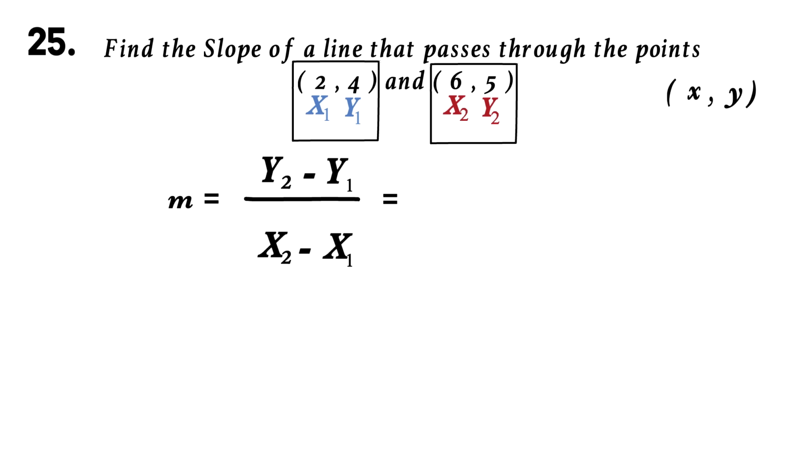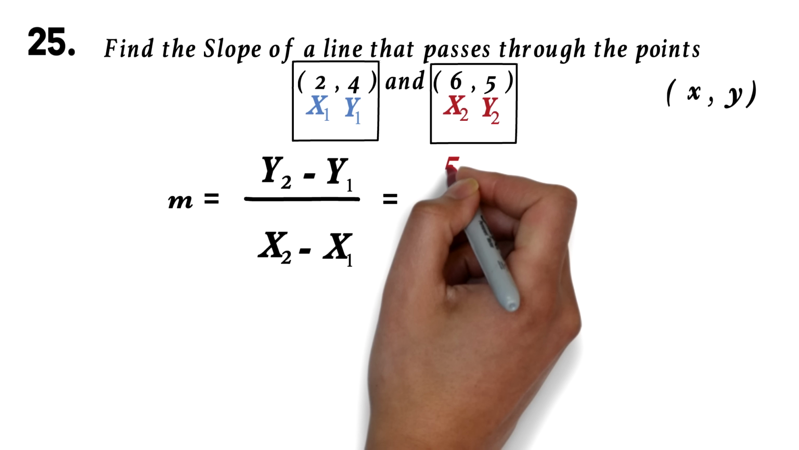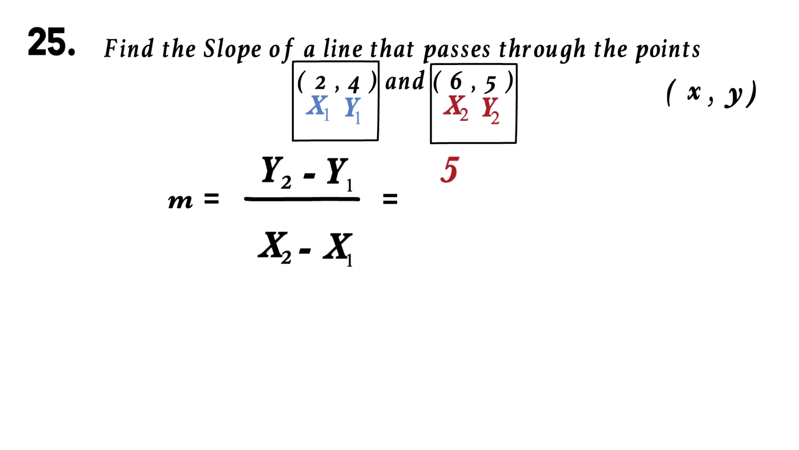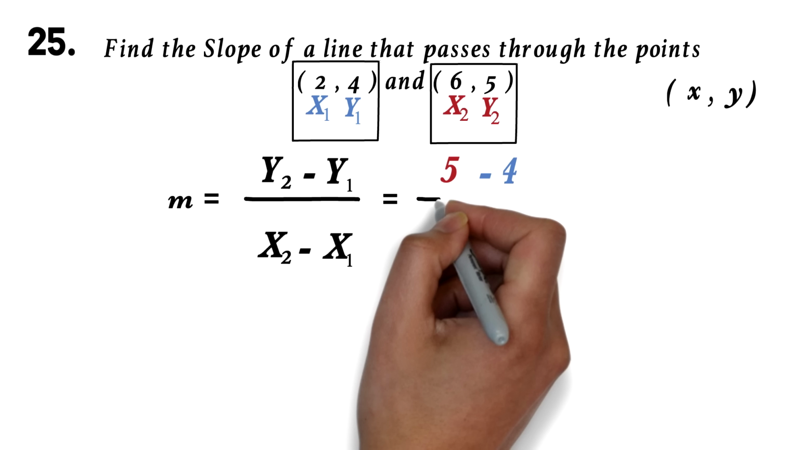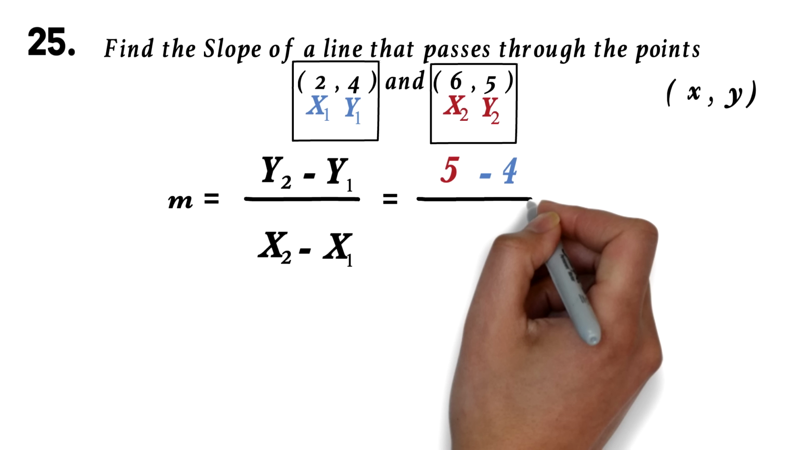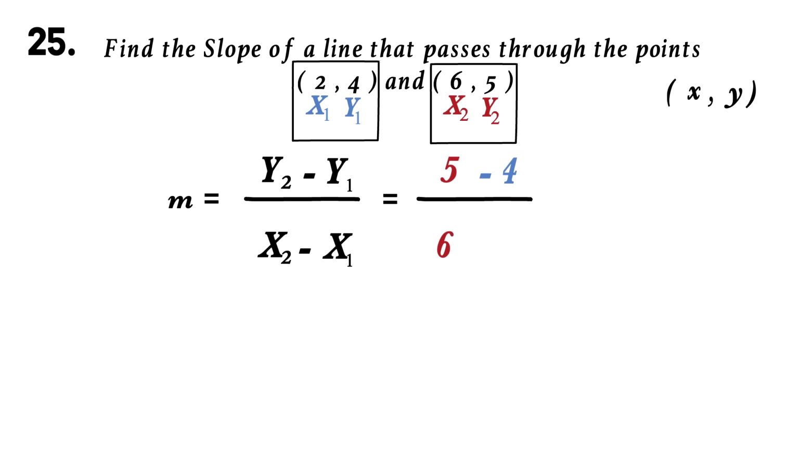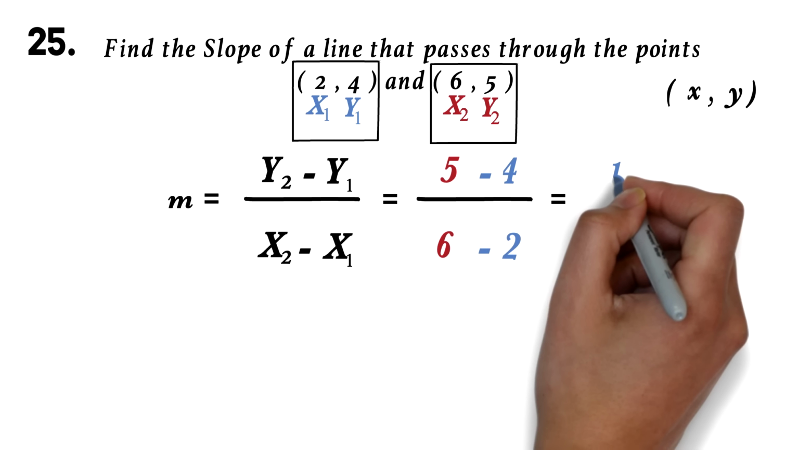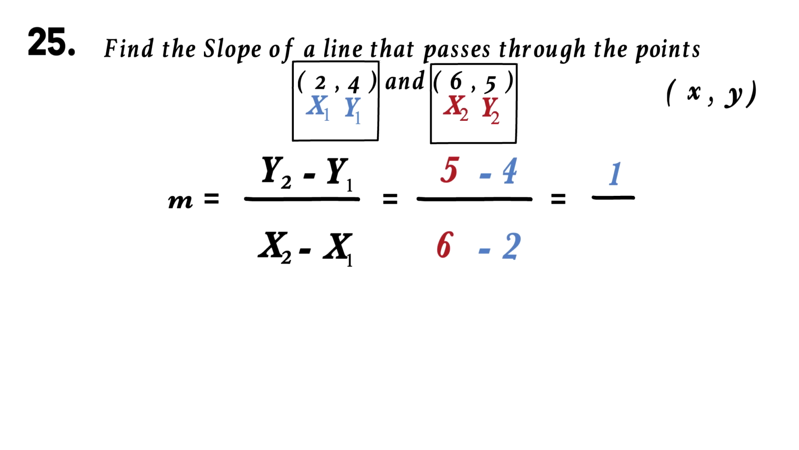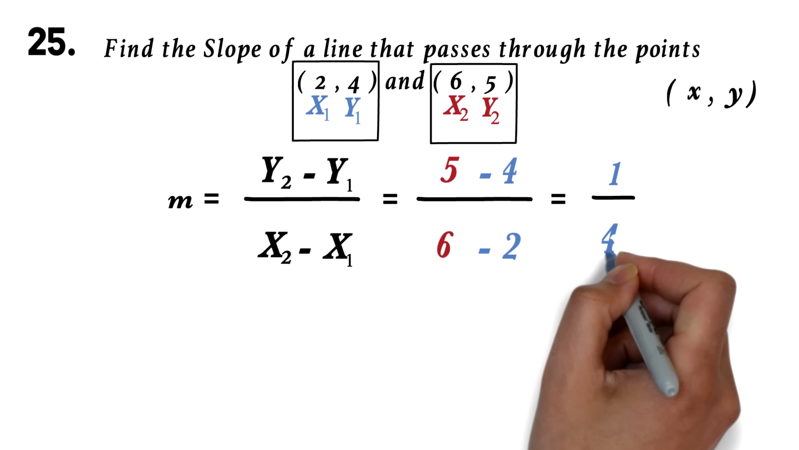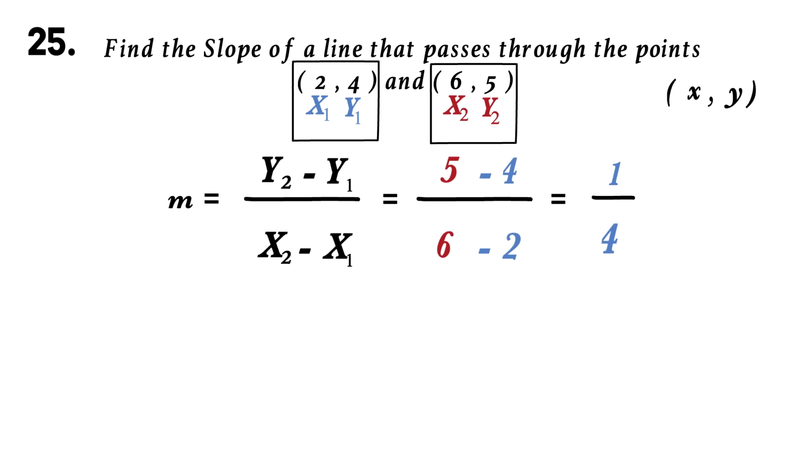We just put the values into the formula. We have 5, which is y2 minus 4, which is y1, divided by 6, which is x2 minus 2, which is x1. We simplify. 5 minus 4 is 1 over 6 minus 2, which is 4. So the slope is 1 over 4.